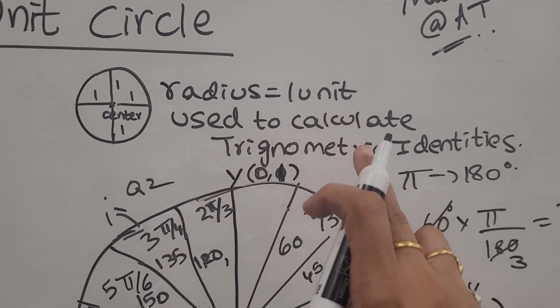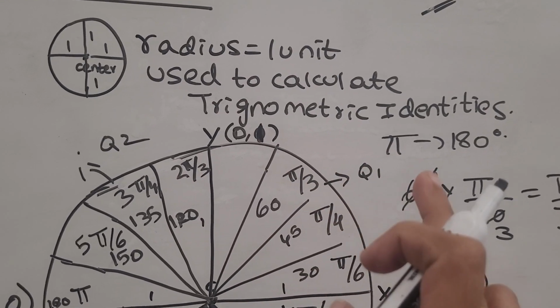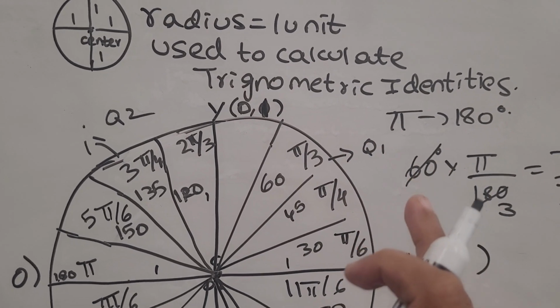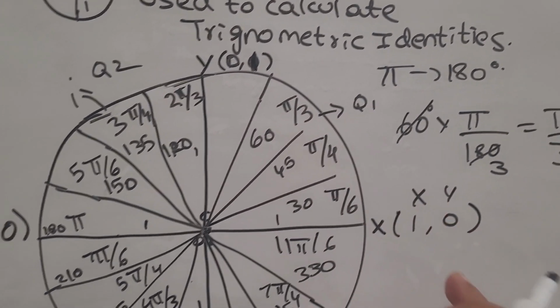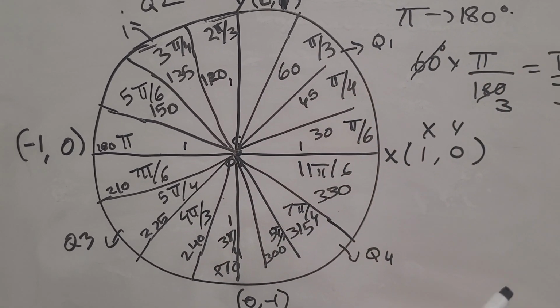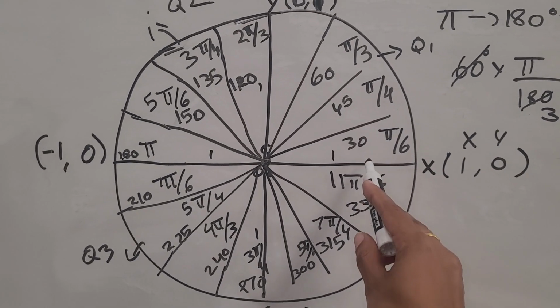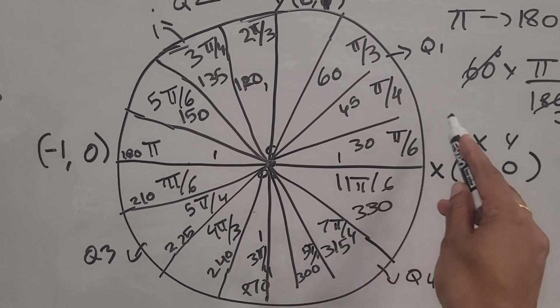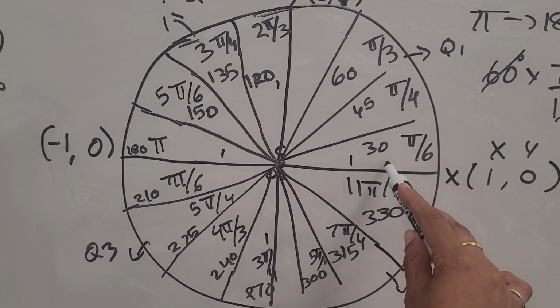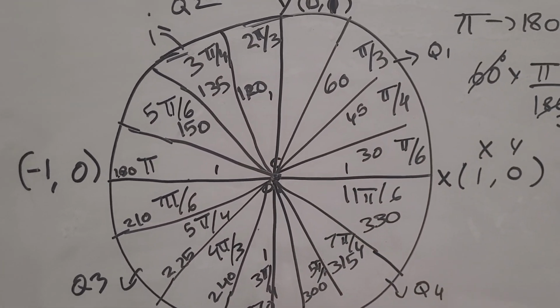This is a unit circle with the radius 1 unit, and this circle is used as the basis for calculating the various trigonometric identities. So here is the unit circle. I have explained this circle in my previous video, and in this video I'm going to write down the values for the coordinates x and y for each of the values 30, 60, 45, all the different degree values.